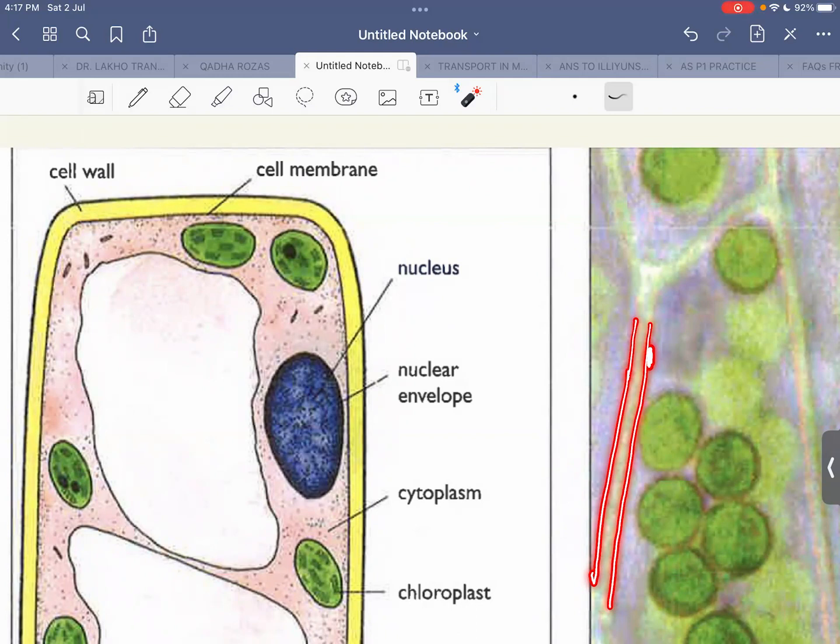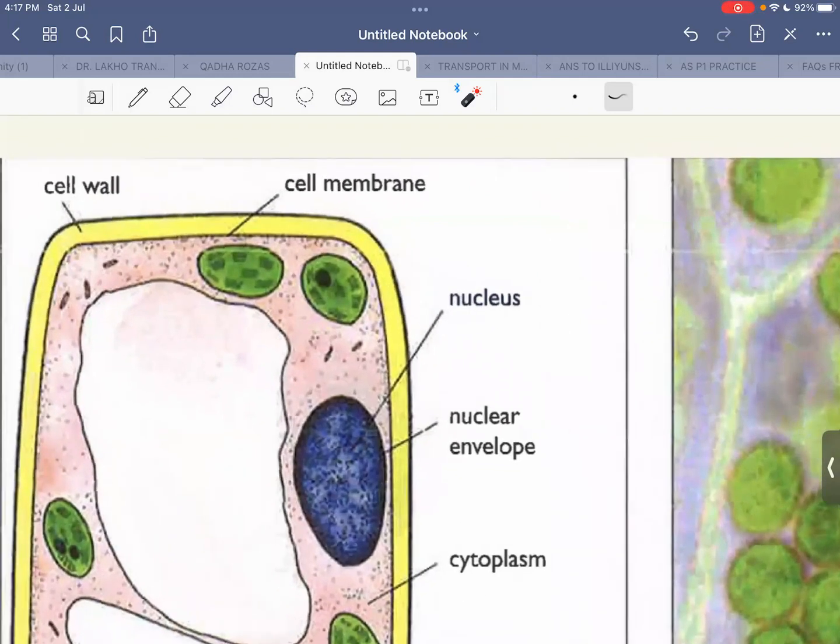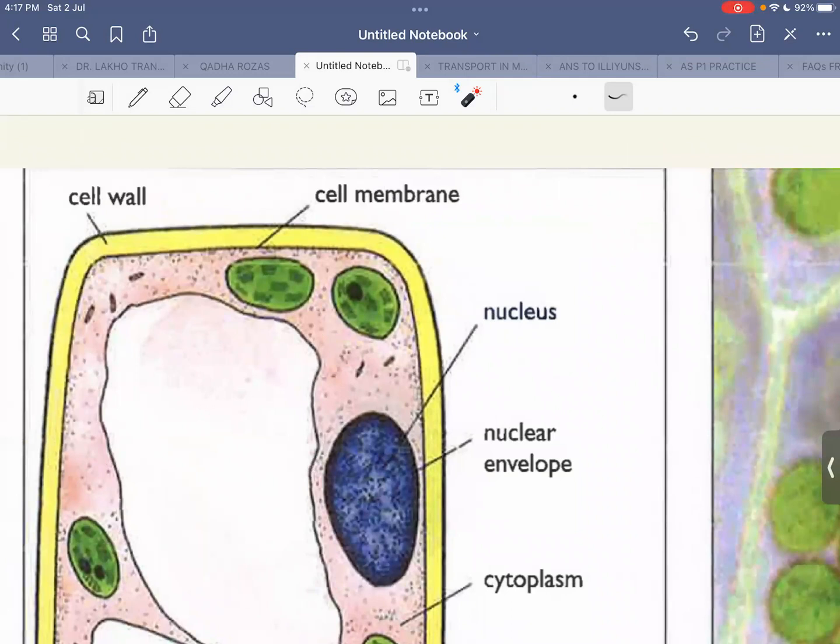But when we draw a diagram, we always label the cell membrane like this. Just follow my arrow. This part is the cell membrane, and this part you can label as the cell wall, and this part also as the cell wall.